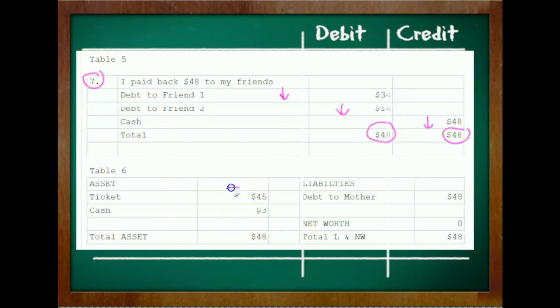Table 6. In reality, I had ticket that worth $45 and $3 cash that was paid me back from my neighbor. It is the exact number of $48 that I borrowed from my mother. Balance. Giving back $3 to my mother, I will have situation if my mother gave me exact number of money to buy a ticket, $45.